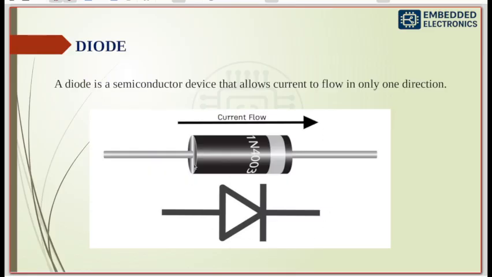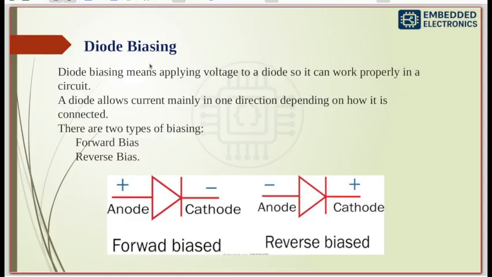So this is a diode and this is the symbol of a diode. A diode is a semiconductor device that allows current to flow in only one direction, which is also called unidirectional.